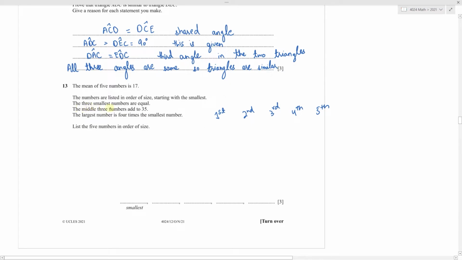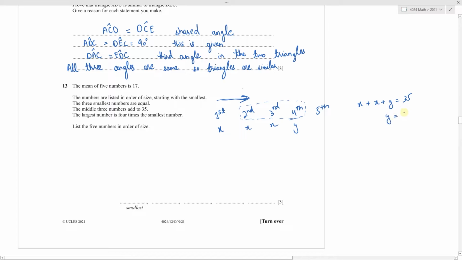So you're given that the 3 smallest numbers, so let's assume that this is from smallest to largest. I've written down smallest to largest in this direction, the 5 numbers that are in question here. So the 3 smallest numbers are equal. So let's call them x. The 3 smallest are x. The middle 3 numbers add to 35. So middle 3 are these 3 middle ones. So let's call the fourth number y, and then you know that these 3 add up to 35.